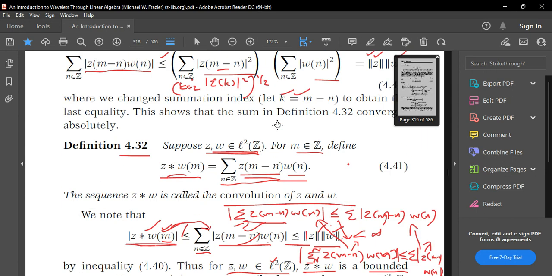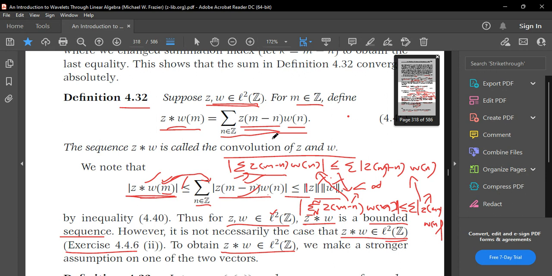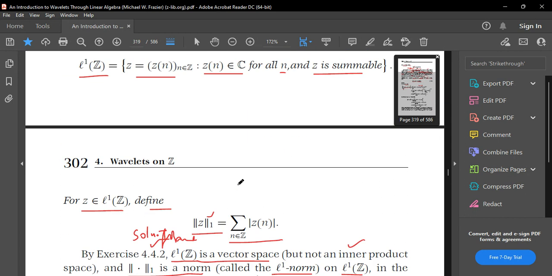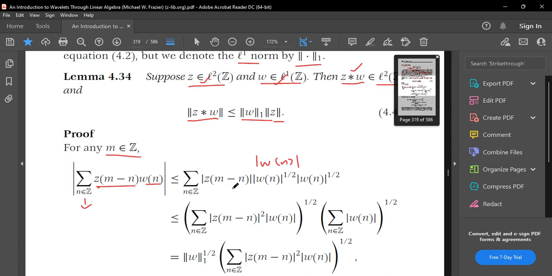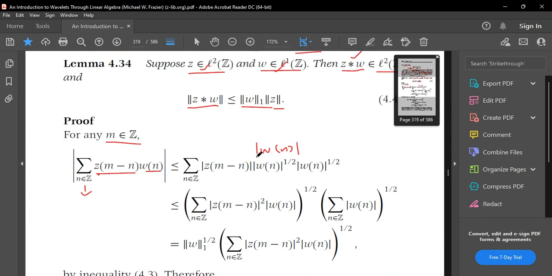Here we have seen that this will be less than or equal to the summation of modulus, so here we apply this result. Here we have modulus of z of m minus n into modulus of w of n. Modulus of w of n can be written as mod w of n raised to half into mod w of n raised to half. Half plus half becomes 1 here.